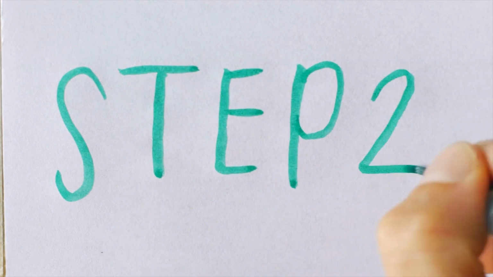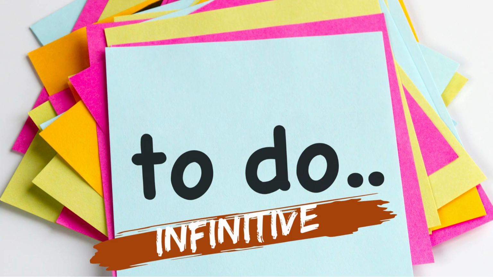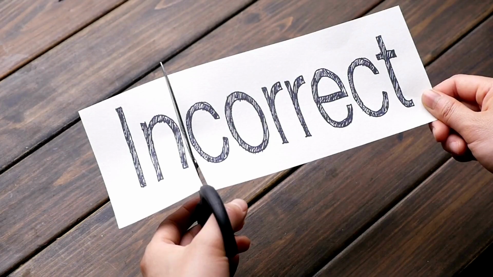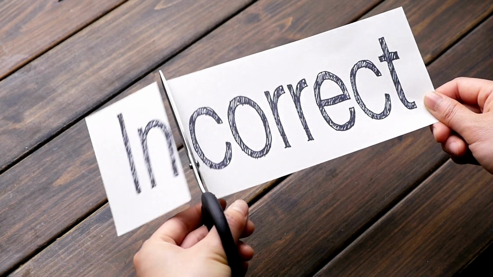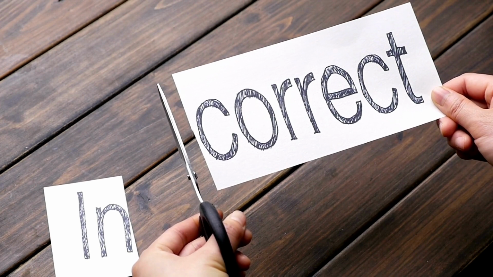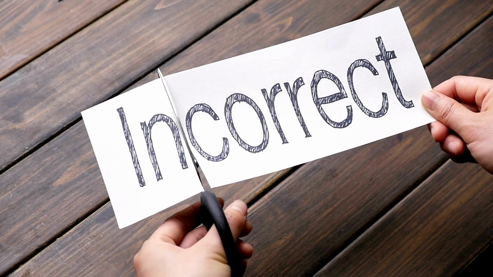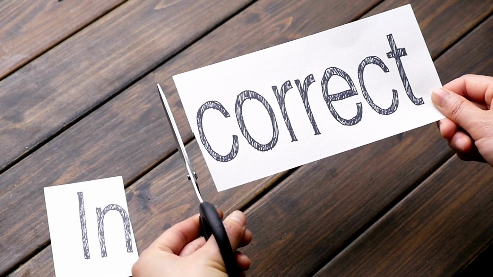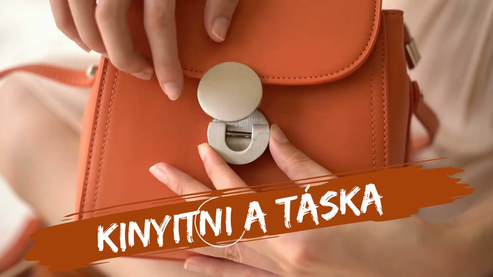Step 2. Infinitive verb forms. Add basic verb forms, including infinitive forms, to the nouns. This approach might result in sentences that aren't entirely precise, but it provides a foundation for your initial language journey.